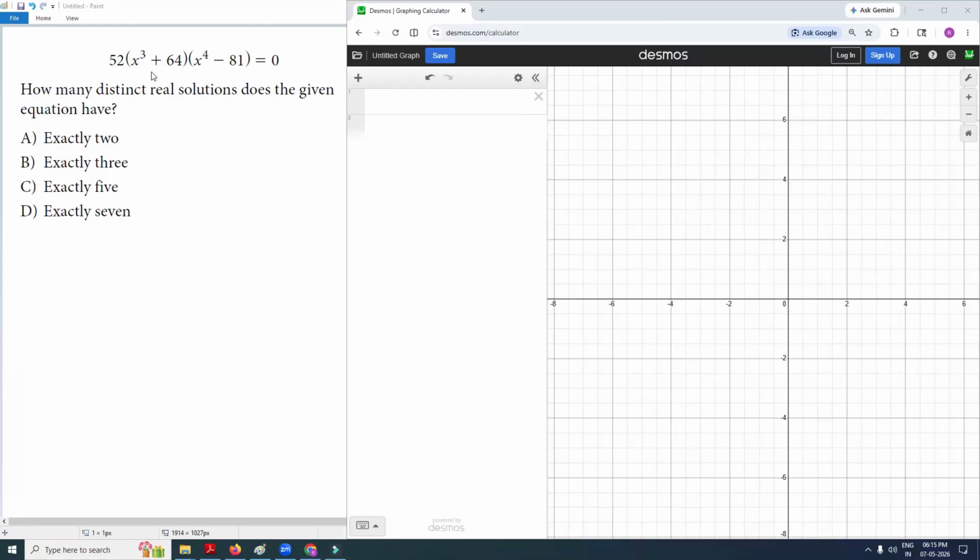52 times x to the third power plus 64 times x to the fourth power minus 81 equals 0. How many distinct real solutions does the given equation have? We can use Desmos to solve this one. Okay, let me take the given equation in Desmos over here.